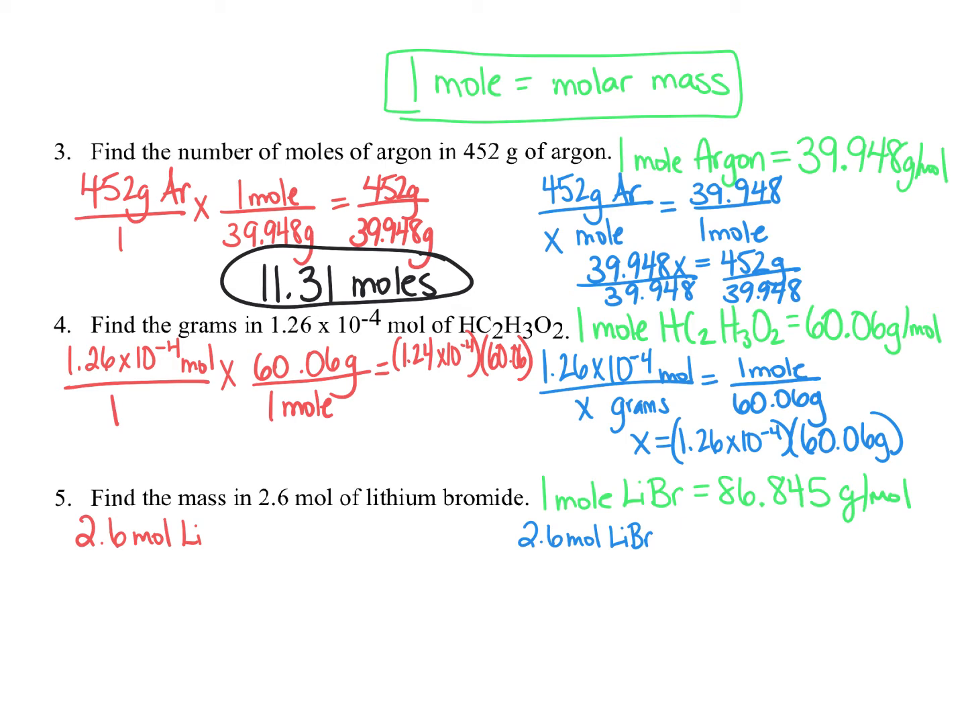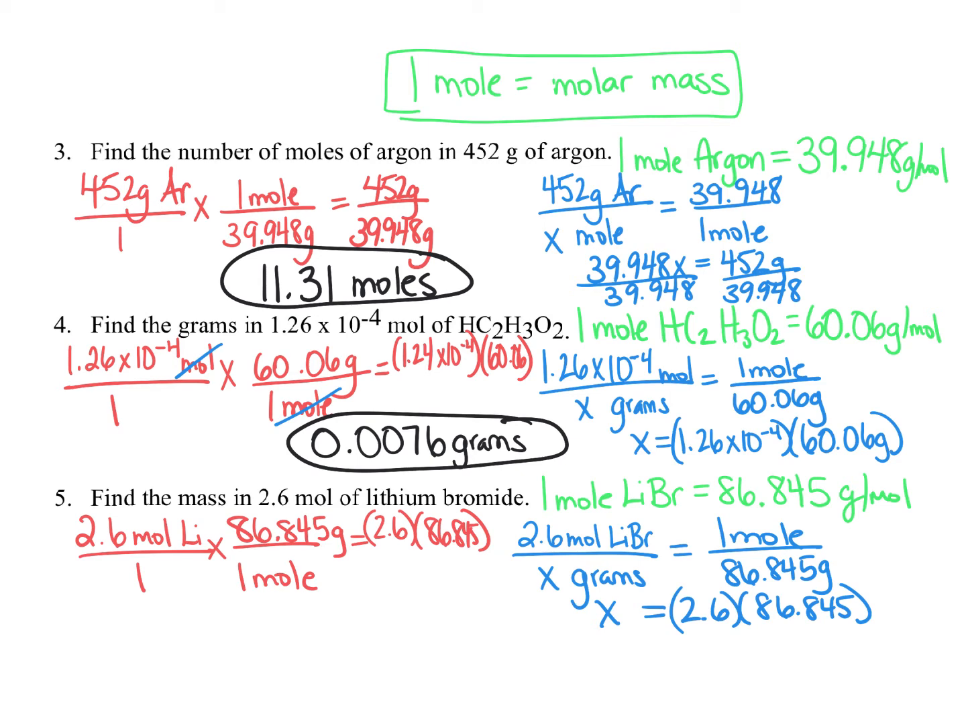On number 4, you can see again, I have set up in red the conversion factor method and in blue the cross multiply and solve. With the conversion factor, you can see that now you've got the conversion factor flipped because we now need moles to cancel and we need to find grams. And so we multiply our 1.26 times 10 to the negative 4th times 60.06. So you get 0.0076 grams.